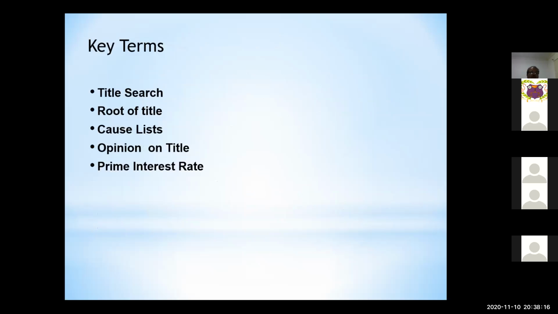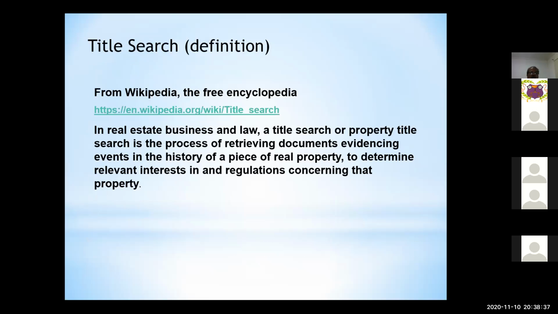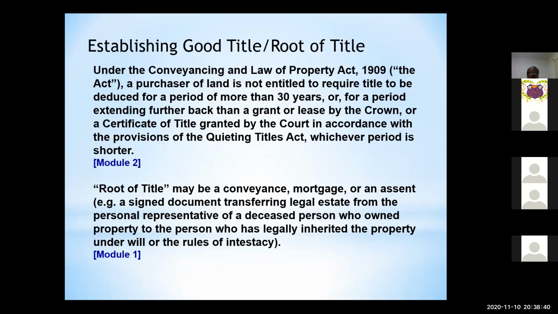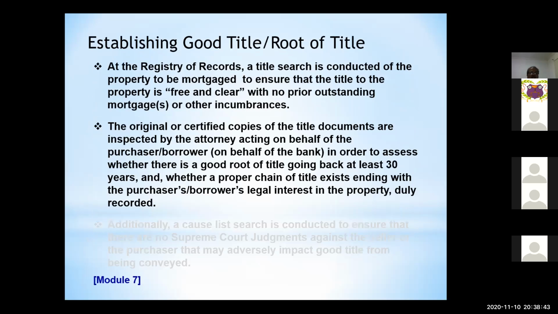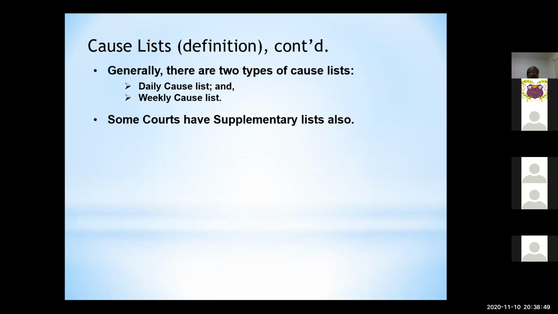Okay, and that pretty much ends that. And then the rest of this is just basically easy reading, because it talks about title search, root of title, cause list, opinions of title. So it'll just tell you about what title is, the title search, establishing a good root of title, the cause list, explaining the cause list. Okay. And it just says there are generally 2 types of cause lists, the daily cause list and the weekly cause list. And some courts also have supplementary lists.